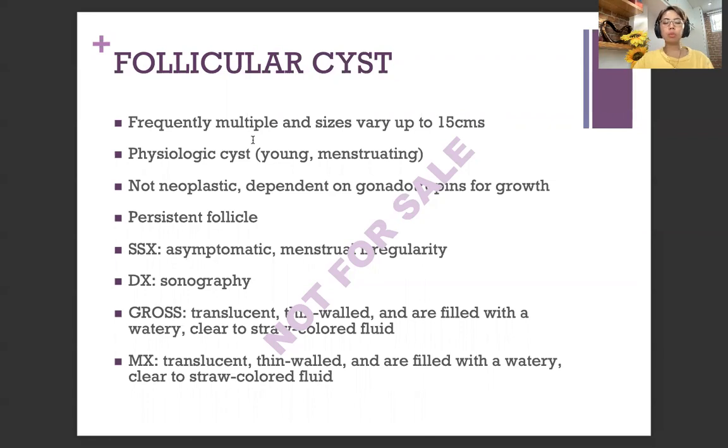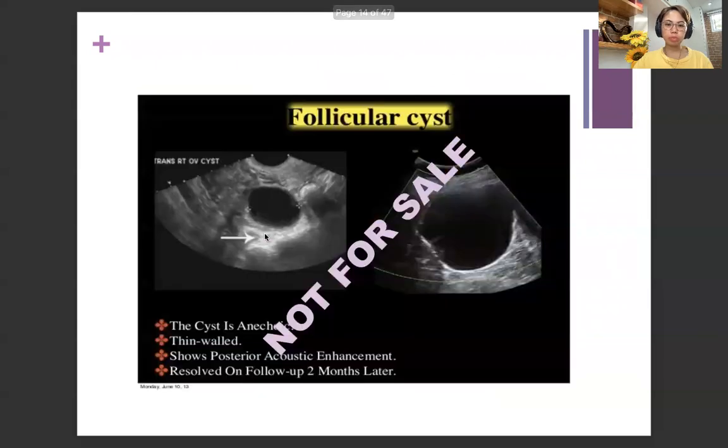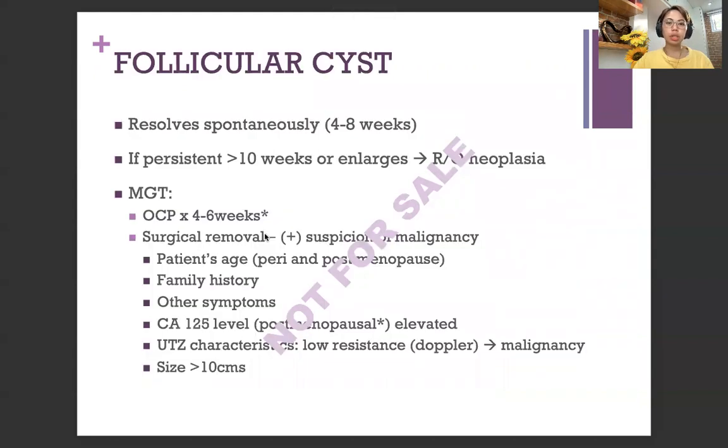Now, on microscopy, we appreciate a thin-walled cyst. So here, this is usually how we get the cystectomy. Follicle cyst, check, remove, and then this is the section under the microscope. Now, on ultrasound, it's anechoic, thin-walled, and usually resolves on its own. Follicular cyst, 4 to 8 weeks.